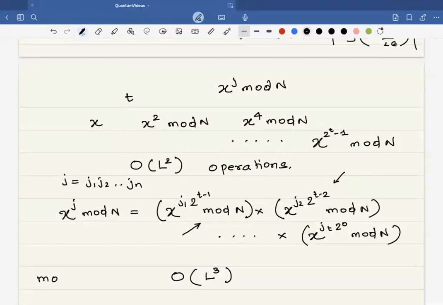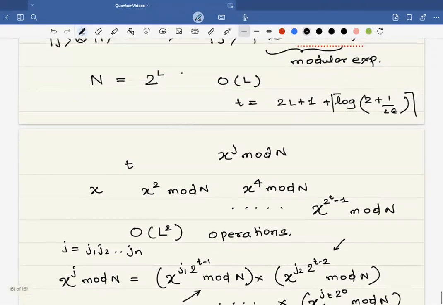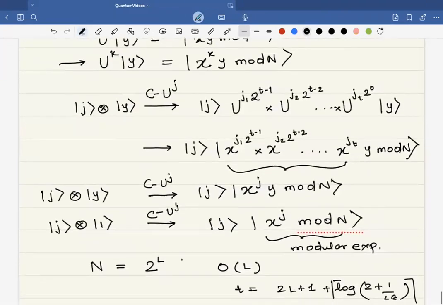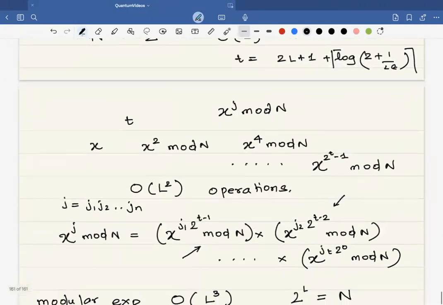So modular exponentiation takes order L cubed operations, where 2 to the power L is our capital N. This is a trick used to simplify and efficiently implement the control U operations. Basically, the whole point is that the control U operations are equivalent to the modular exponentiation, and the modular exponentiation can be implemented efficiently using this fact in order L cubed operations.